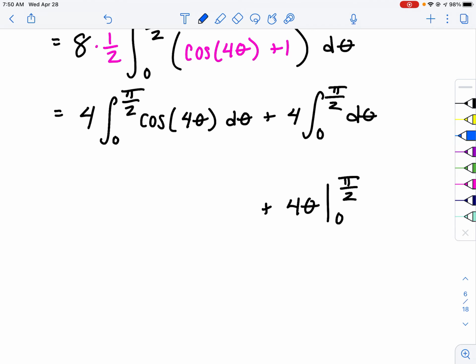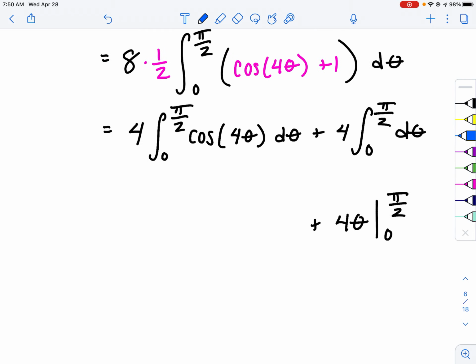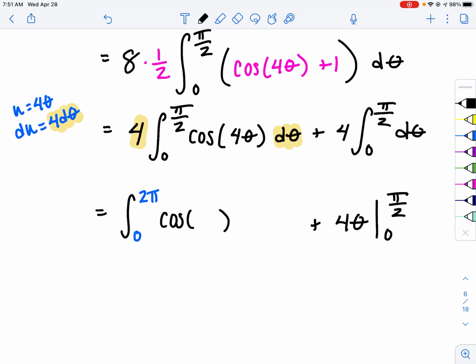And then over here, we're going to need to do a u substitution. Right, so again, I'll let my u be the inside angle, so 4 theta, which means that du is equal to 4 d theta. Now, hey, look, I have 4 d theta, right? 4 d theta is right here. So all of that's going to be replaced with du. So if I replace my limits of integration, if I plug in 0, I'm still going to get 0. 4 times pi over 2 is 2 pi. And this is going to become cosine of u du.